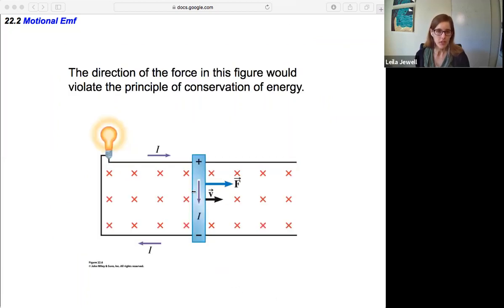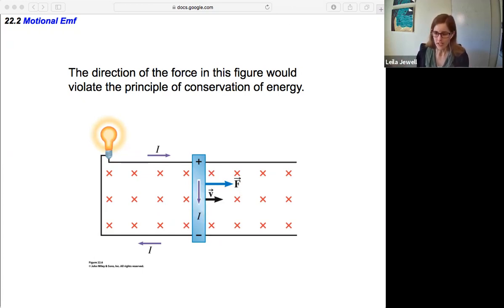Now we know that the force has to be going in the opposite direction as the velocity, because if it was going in the same direction as the velocity, like if the current was flowing in this clockwise direction to create a forward force, then we'd be getting free energy, right? We'd be going that way, creating a current and actually helping our speed go faster and faster. Where's the energy coming from, right? The energy always has to come from somewhere.